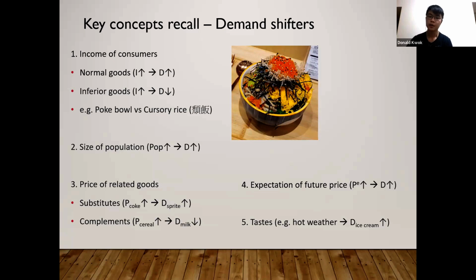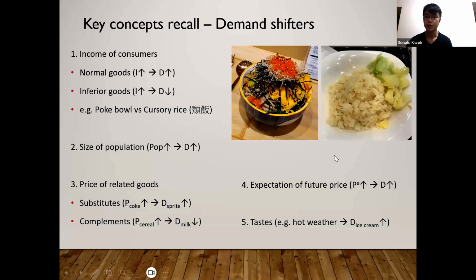While for inferior goods, the example I use here will be curry rice, or 頹飯. When you have high income, your demand for this kind of 頹飯, or the poor food, would decrease. So with high income, demand for inferior goods would fall.